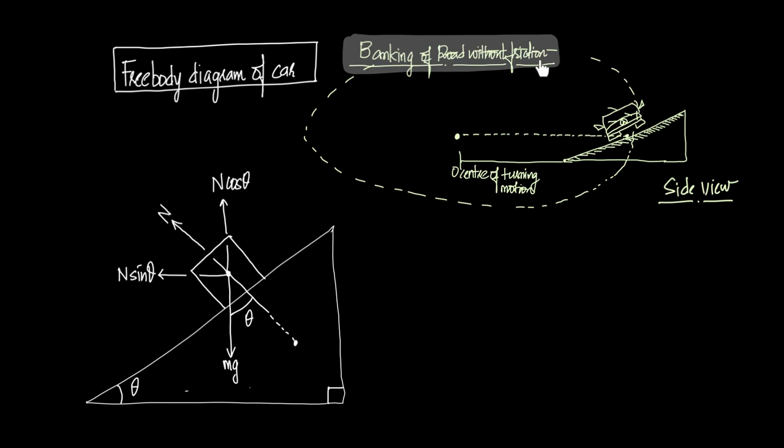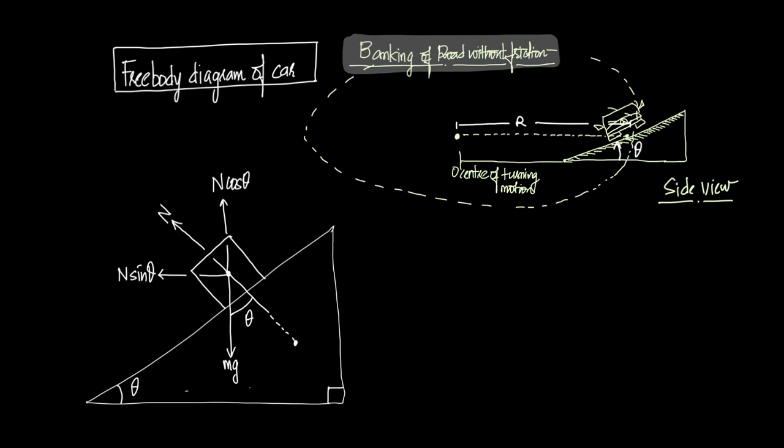Now if there is no friction present here, if you draw the free body diagram, let me first write down what are the given parameters here. So this angle is given to us as theta, and the radius is given to us as r. So we know that the forces acting on this car would be the weight acting downwards and the normal reaction being resolved into n sine theta and n cos theta, right? So these are the various forces acting on it.